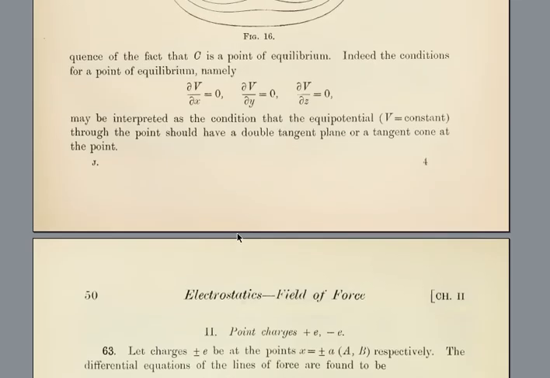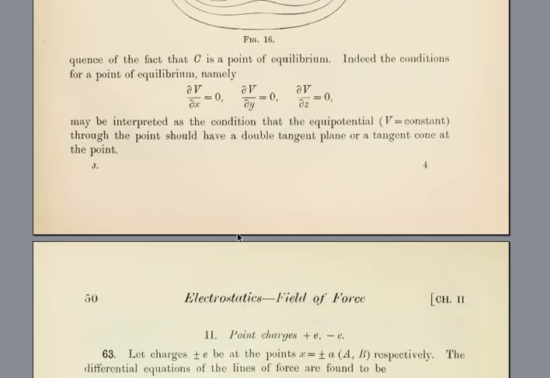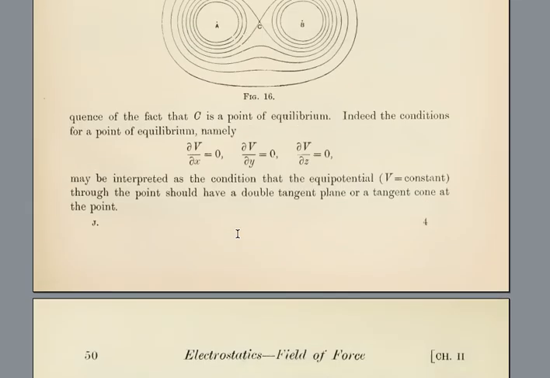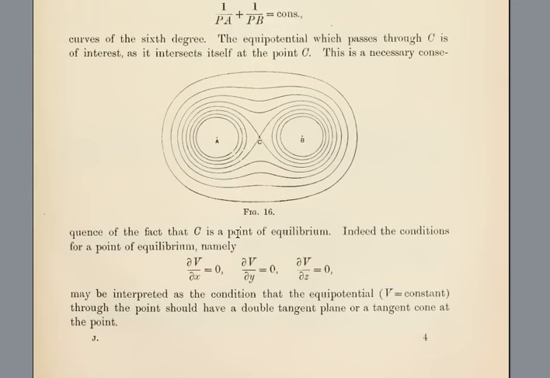Indeed, the conditions for a point of equilibrium, namely that the partial derivative of the potential with respect to x is 0, the partial derivative of the potential with respect to y is 0, and the partial derivative of the potential with respect to z is 0, may be interpreted as the condition that the equipotential through the point should have a double tangent plane or a tangent cone at the point.